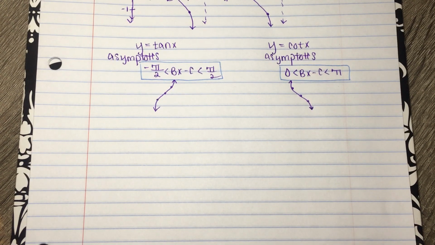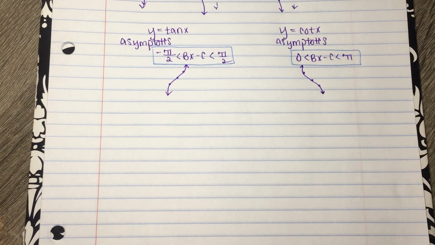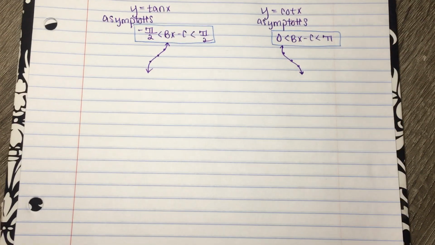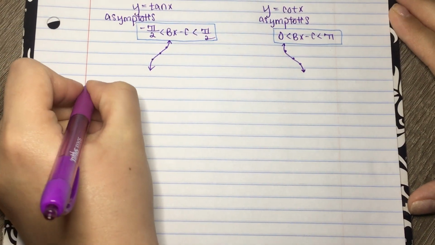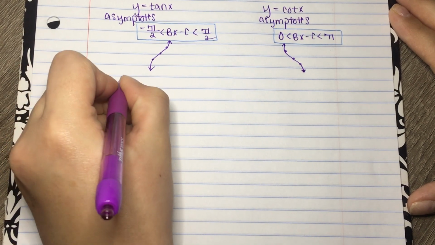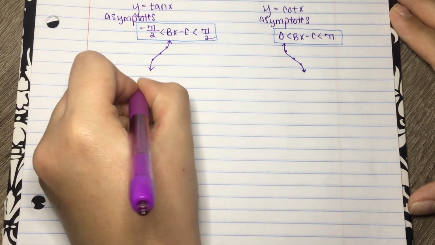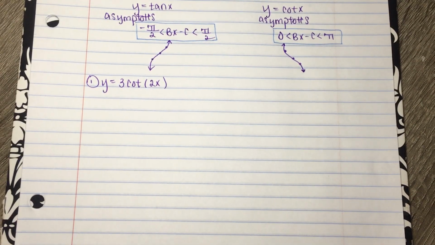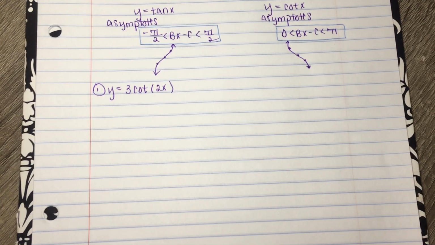All right, now we're going to take a look at some examples. We're doing 3 examples, and after 3 examples, you should be pretty much good to go with this graph. Taking a look at the first one, we're just going to start off with an A and a B. That's usually the way we like to do things, easing in. Here we are, no phase shifts and no vertical shifts. So we have 3 cotangent of 2x.